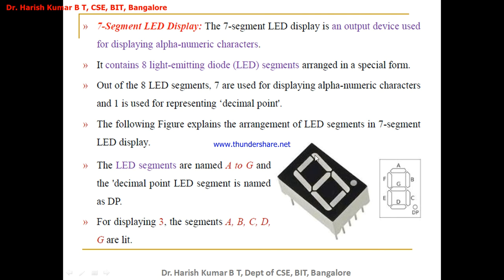These 7 segments are named from A to G. How are they named? Like this, you have to come in the clockwise direction: A, B, C, D, E, F, G, and this is H. Sometimes we give the name H, or you can also call it DP, decimal point.